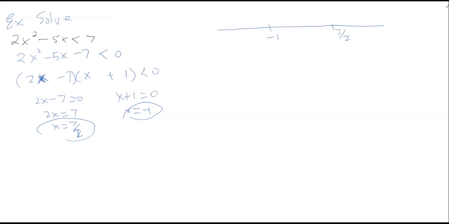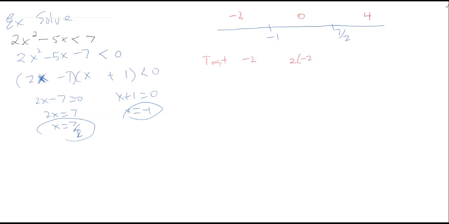Let's try something over here. How about a negative 2? And over here we can use a 0. And over here, this is 3.5, so let's try a 4. So let's do the testing now. Now notice it's strict inequality, so we will not be using the negative 1 or the 7/2. They're not in the set for sure. But let's go ahead and test the negative 2.